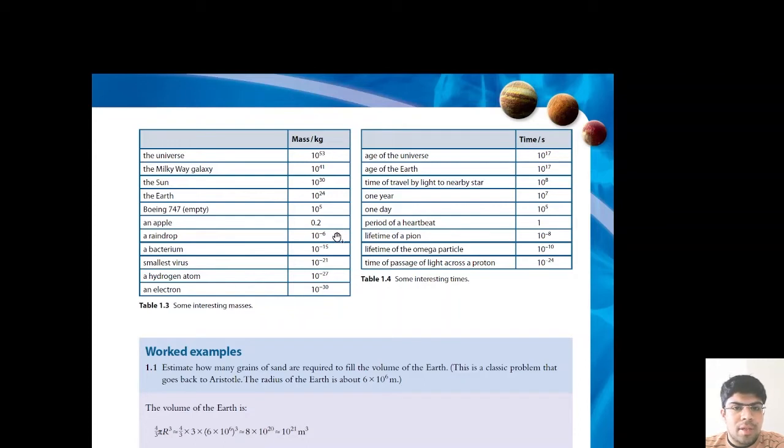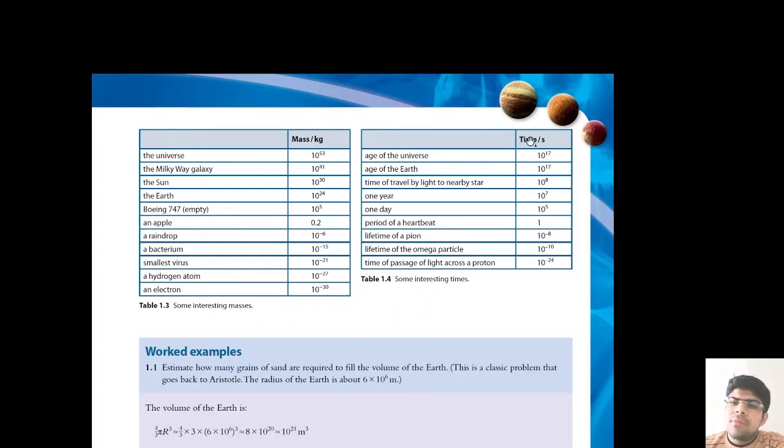The next is an apple, which has a mass of 0.2 kg, and the raindrop has 10 raised to power minus 6 kg. A bacterium is 10 raised to power minus 15 kg, and the smallest virus is 10 raised to power minus 21 kilogram. A hydrogen atom is 10 raised to power minus 27 kilogram, and an electron is 10 raised to power minus 30 kilogram.